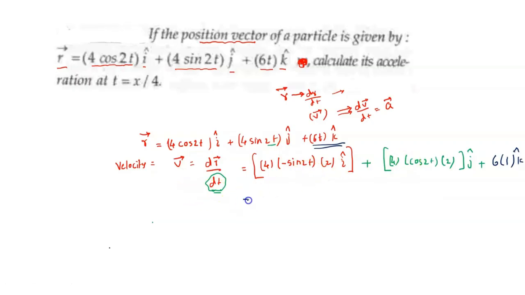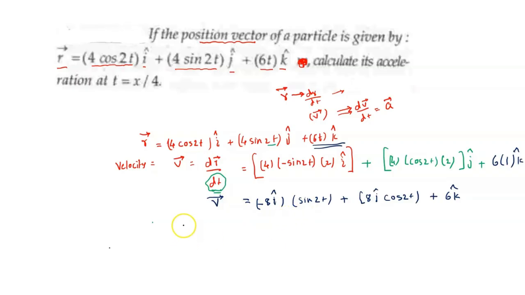Making it simpler, 4 into 2 is 8. Of course, with the negative sign: minus 8 i hat sine of 2t, plus 8 j hat cos of 2t, plus 6 k hat. This is what we got as the velocity.